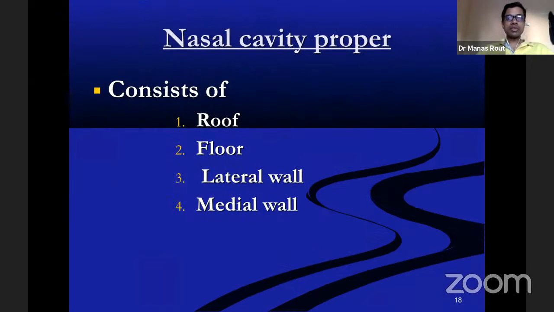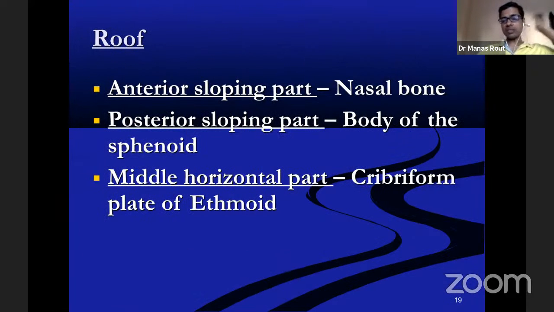Now coming to the nasal cavity proper, it consists of 4 walls: roof, floor, lateral wall, and medial wall. I'll show you each. Coming to the roof, the roof has 3 portions. Anteriorly it is sloping, posteriorly sloping, and the middle part is horizontal, like a normal roof. The anterior sloping part is mainly formed by the nasal bone. The posterior sloping part is formed by the body of the sphenoid. The medial horizontal part is formed by the cribriform plate of the ethmoid bone, which is in the skull base. Let's see the picture.